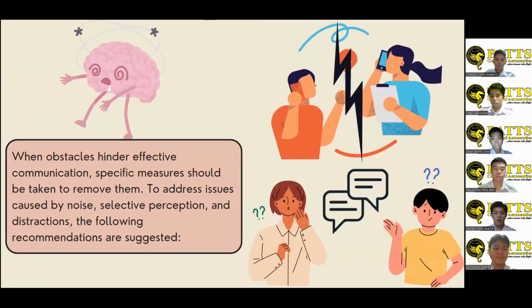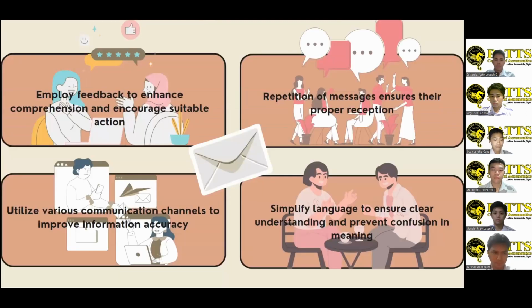So when obstacles hinder effective communication, specific measures should be taken to remove them. To address issues caused by noise, selective perception, and distractions, the following recommendations are suggested. So first is employ feedback to enhance comprehension and encourage suitable action. So whenever you're talking to someone and something is unclear, it is best to say that you don't properly understand it so that you can further have comprehension and understand it further.